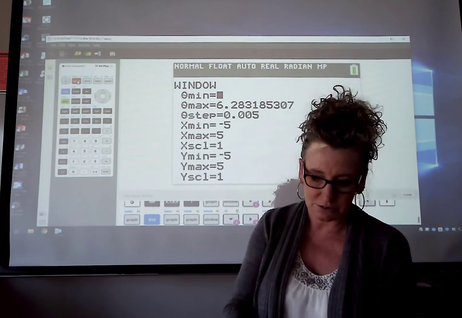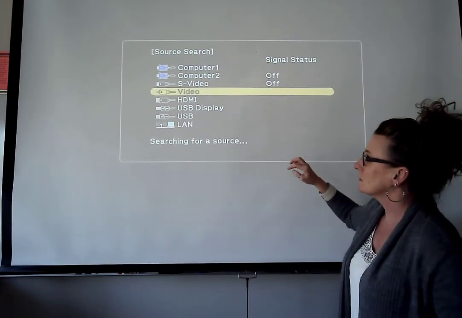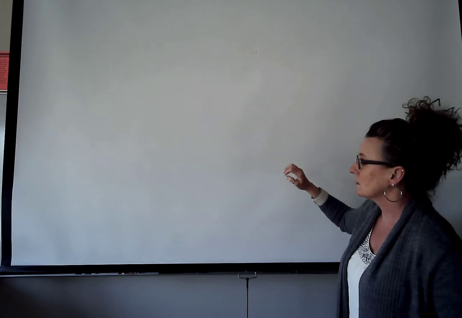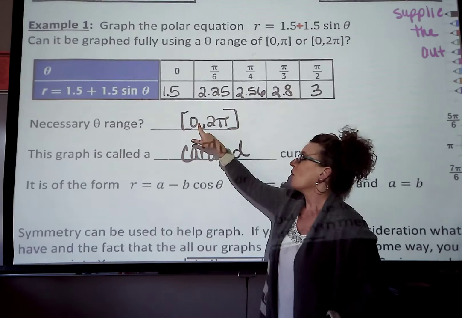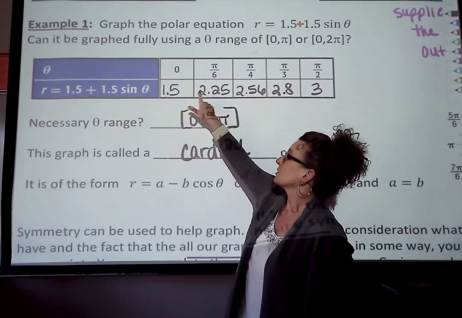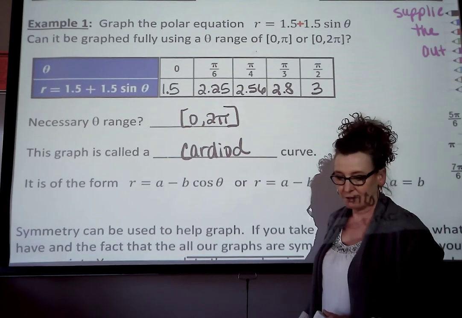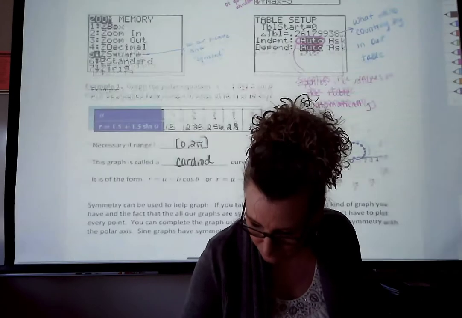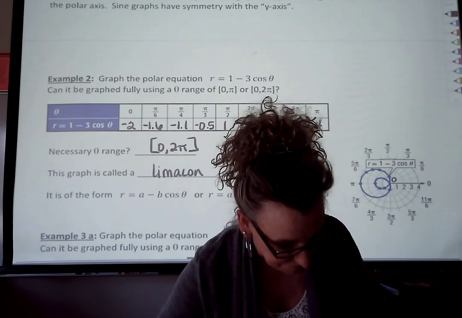And so in the notes, necessary theta range: it took all the way to 2 pi to finish the picture. And double check, make sure you wrote down the right values in your table. And this is a cardioid. Okay. Next one.